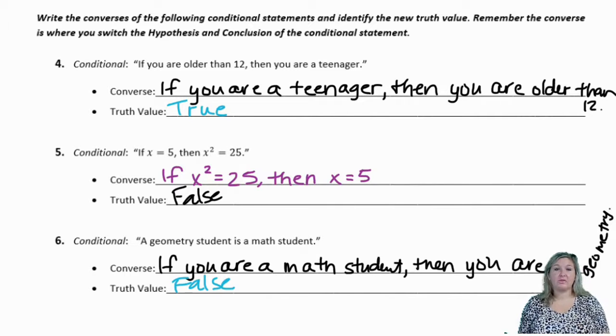All right, so that's it for wrapping up conditional statements. The hypothesis is the if part, the conclusion is the then part, and the converse is when we flip-flop those two. That's it for conditional statements.